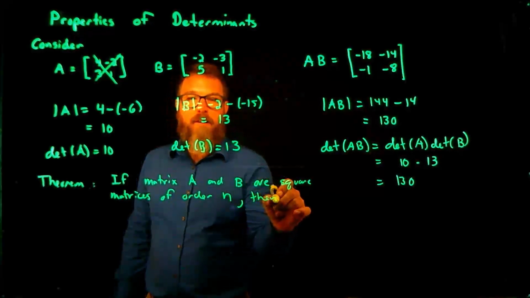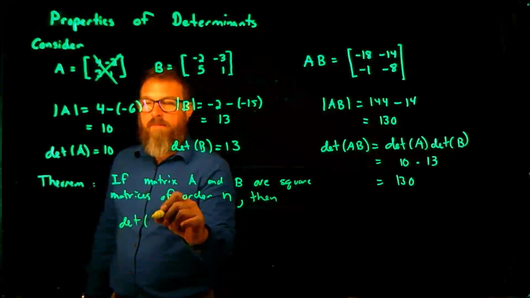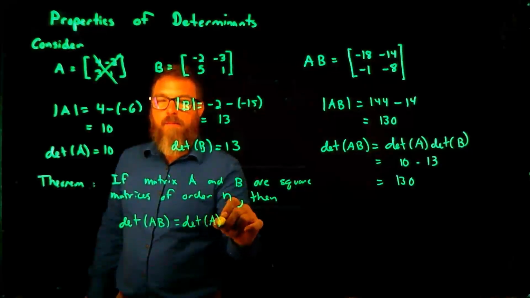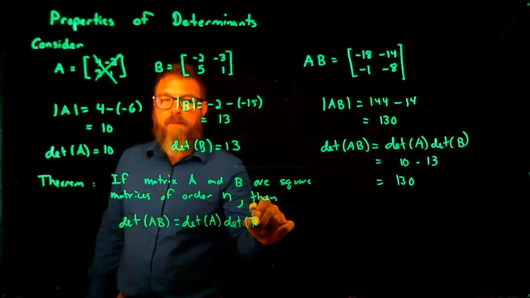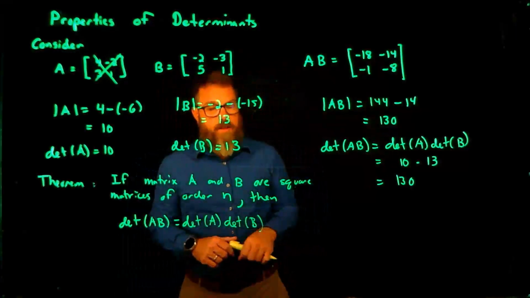Then we can say that the determinant of matrix A times B is equal to the determinant of A multiplied by the determinant of B. And we're going to use this property to prove a lot of things.